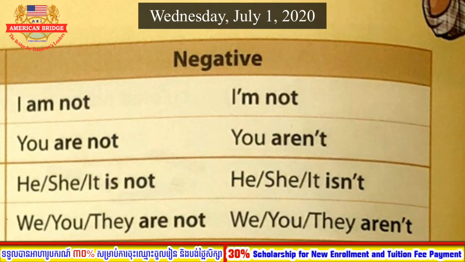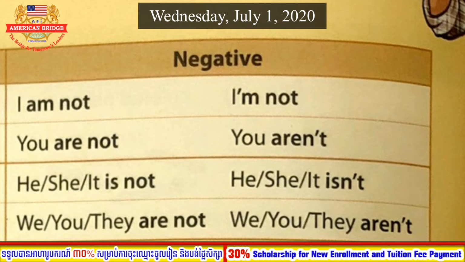Example, I am not a doctor. You can say I'm not a doctor. You are not a singer. You can say you aren't a singer. He or she, it is not. Example, he is not a dancer. You can say he's not a dancer, or you can say he isn't. Okay, the short form, he isn't a dancer. He isn't a politician. He isn't a singer. He isn't a teacher. And we, you, they are not.